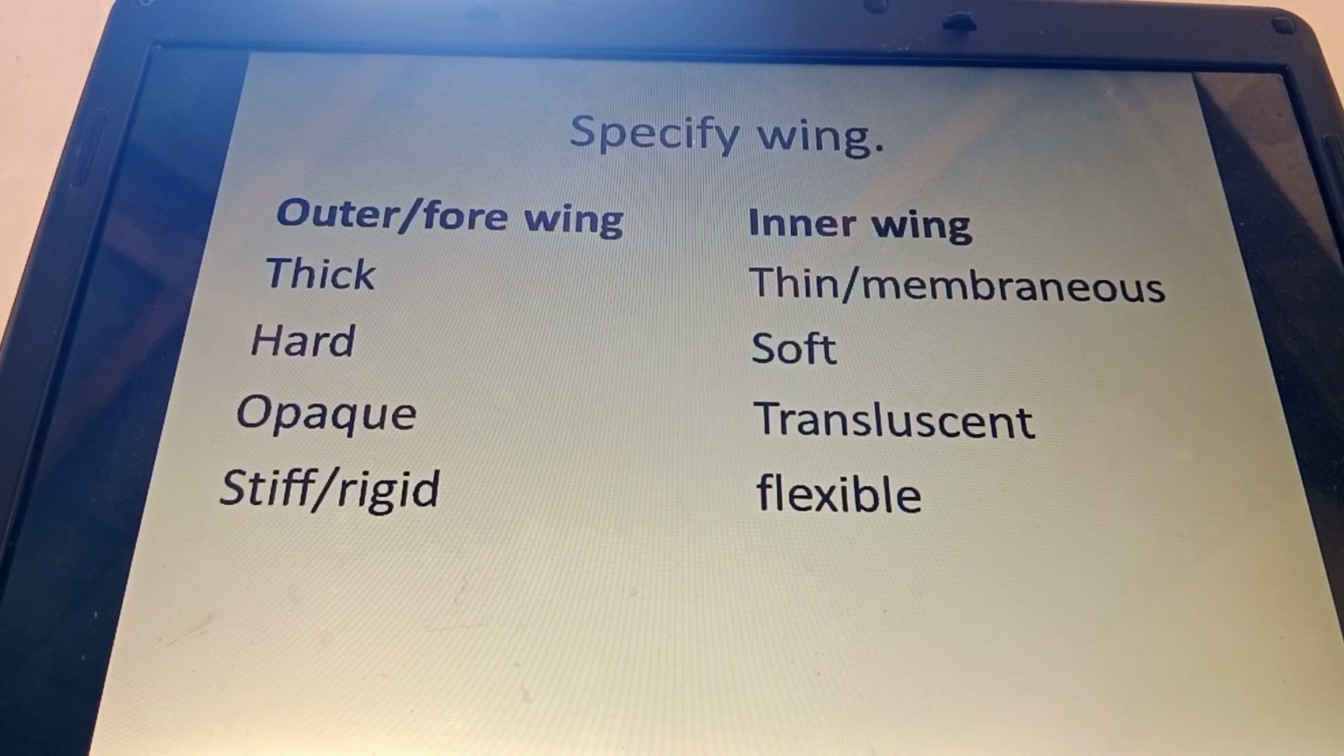Or here is a table. You can make a table for comparison. Outer wing, forewing, inner wing. So we have thick, thin. Hard, soft. Opaque, translucent. Stiff, flexible.